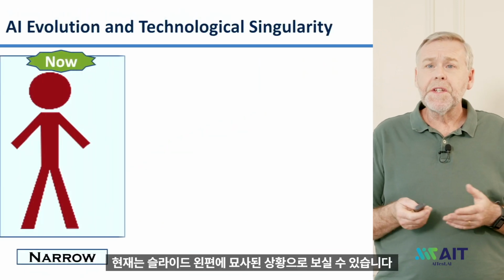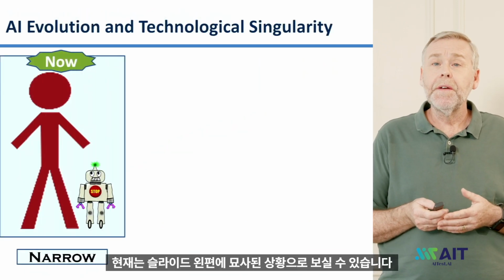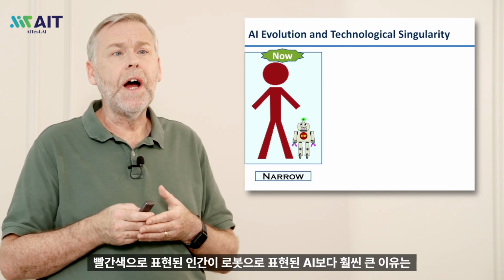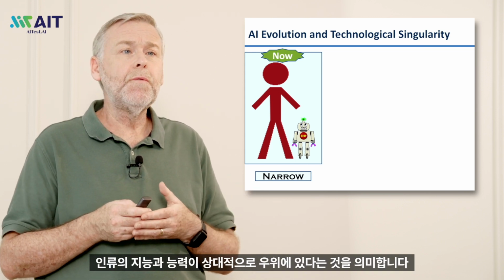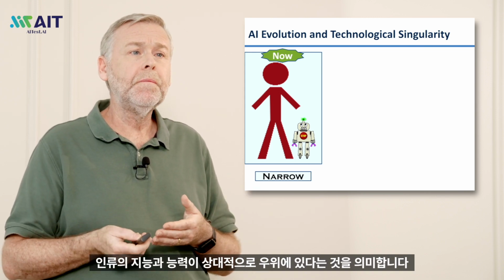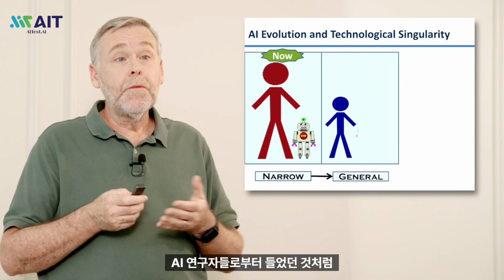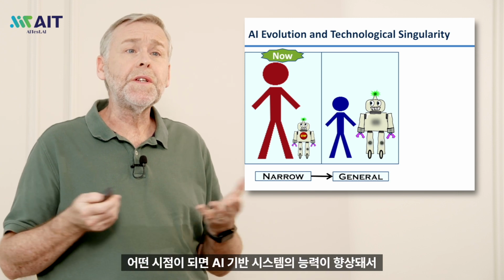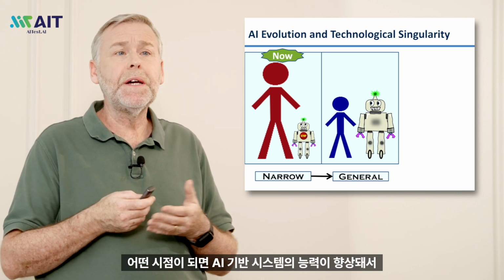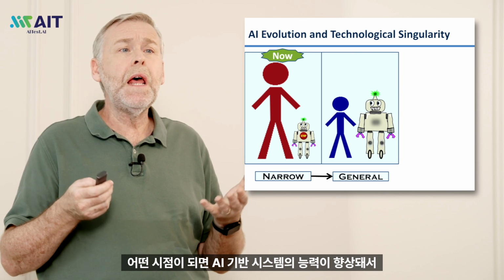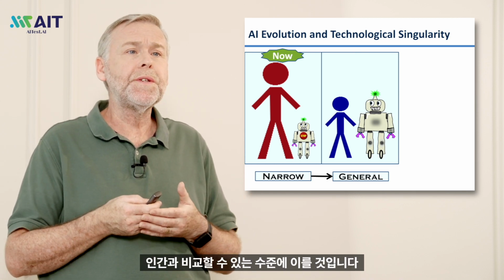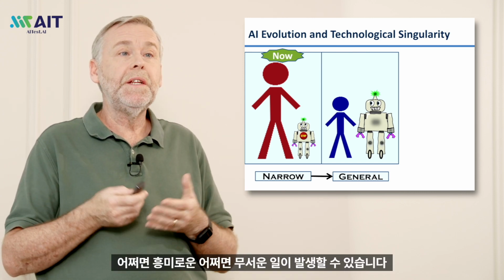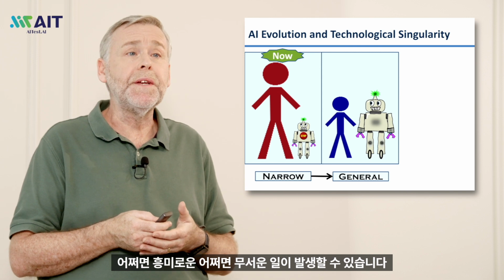At present, we're in the situation shown on the left of the slide. The red human is shown as far larger than the robot representing AI to indicate humanity's higher relative intelligence and power. As we heard from the AI researchers, this state will not last that long into the future. At some point, the capabilities of AI-based systems will have improved to a level where they are comparable with humans. It is at this point something really interesting, or scary, depending on your point of view, could take place.